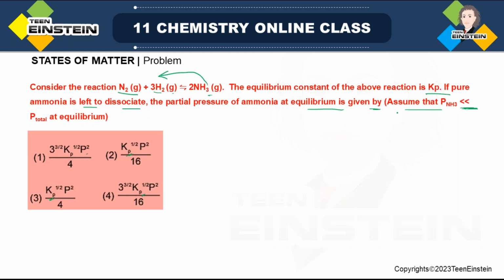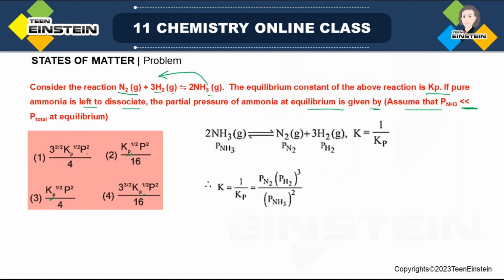So we will start the reaction like this. We are starting from this side, just reverse the reaction. Now the equilibrium constant of the above reaction is Kp, so for this reaction it is expressed as Kp. When you have reversed the reaction, the constant will also be reversed.